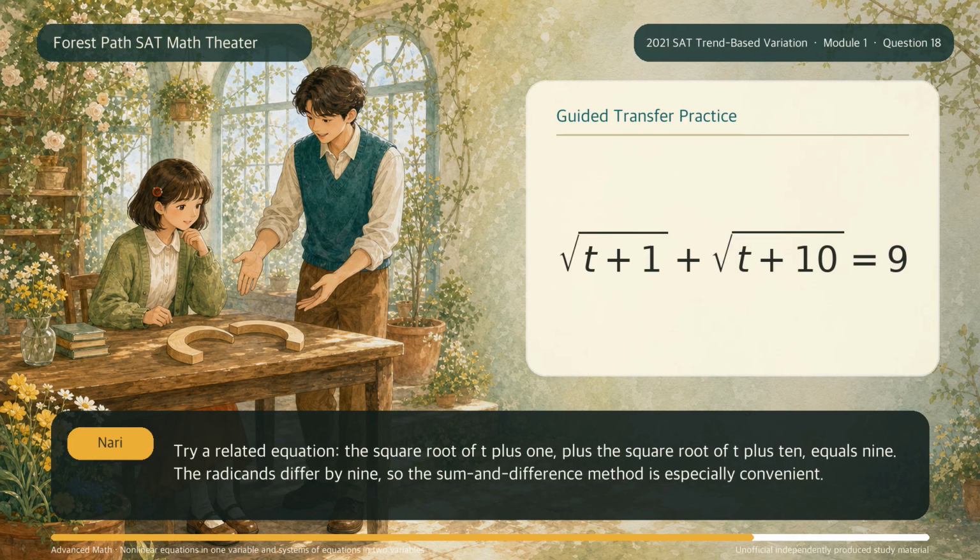Try a related equation. The square root of t plus 1 plus the square root of t plus 10 equals 9. The radicands differ by 9, so the sum and difference method is especially convenient.